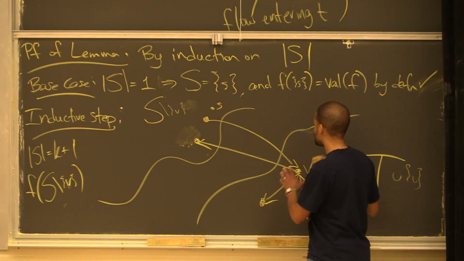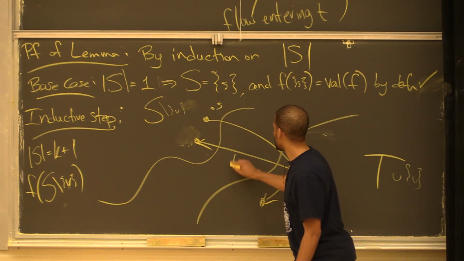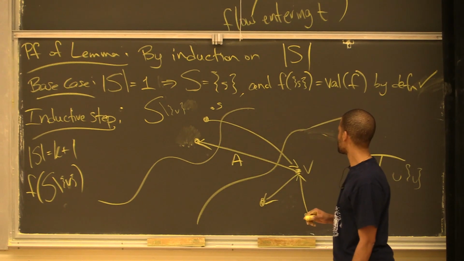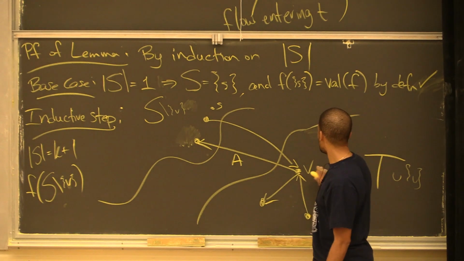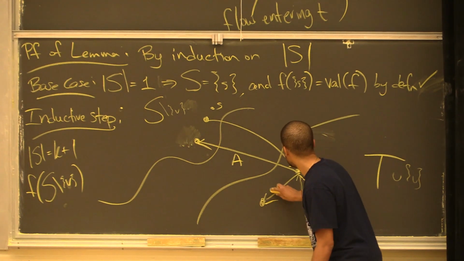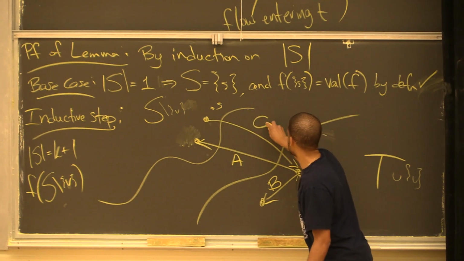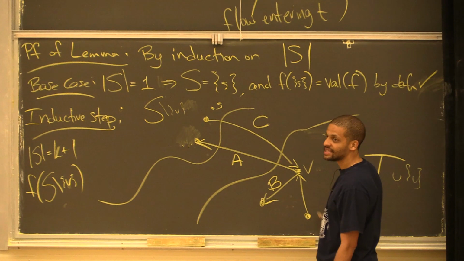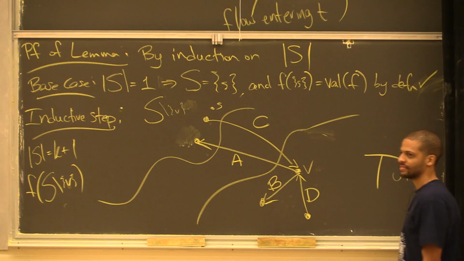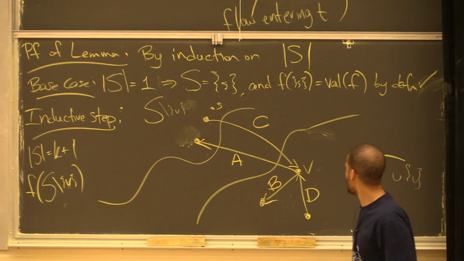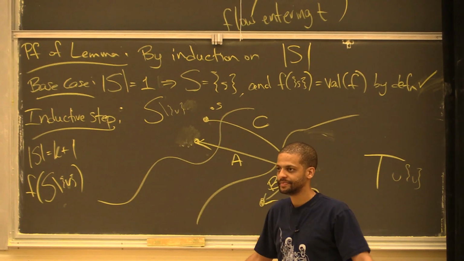So let's say that the total amount of flow from v to the S side is capital A, and the total amount from v to the T side is capital B. The total amount from the S side into v is capital C. And the total amount of flow from the T side into v is capital D. Okay? So there are these 4 types of edges. All the ones that go from v to the S side, in total, their total flow is capital A, etc.